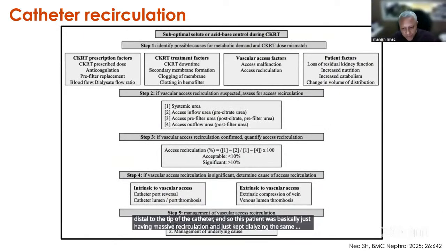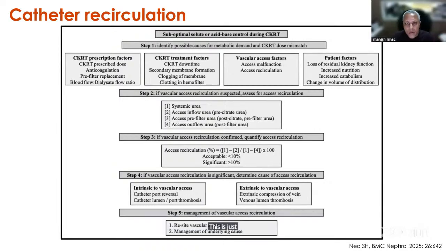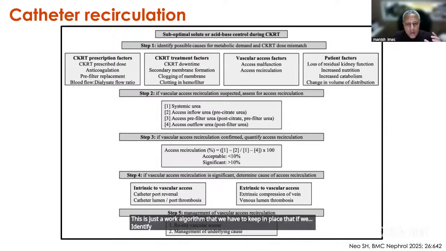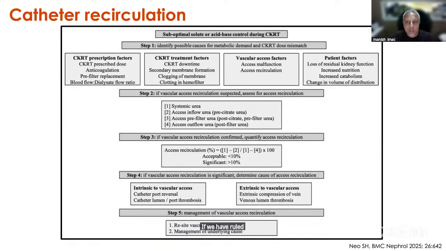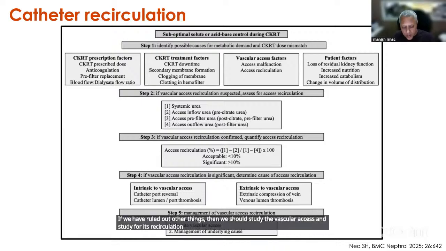And this is just a work algorithm that we have to keep in place: if we identify that our CRT dose delivered, or the CRT efficacy, is not what we are anticipating or expecting for a certain CRT dose we are giving, there are various factors to consider. And one of those factors is vascular access. If we have ruled out other things, then we should study the vascular access and study for its recirculation, which can be done.